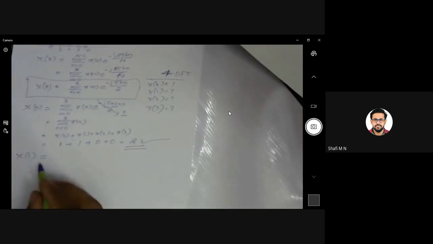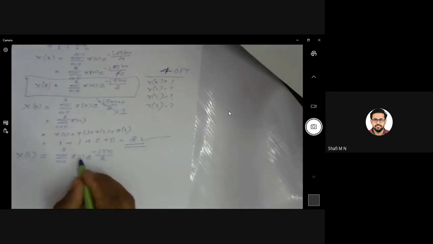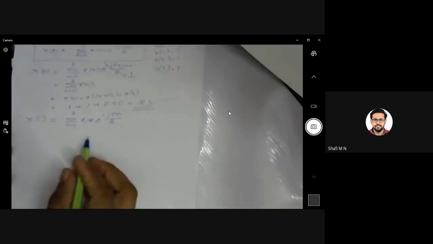So X of 1, you do it. X of k equal to sigma n equal to 0 to 3. X of k should be capital and x of n should be small. This is time domain, this is frequency domain. e power minus j pi k n by 2. K is 1, so 1 into n is n divided by 2. Sorry, this is not 1, this is n, right? x of n. Now you do the substitutions.